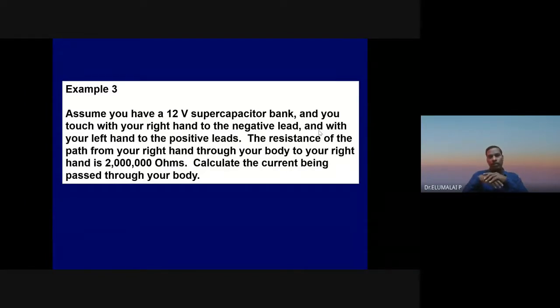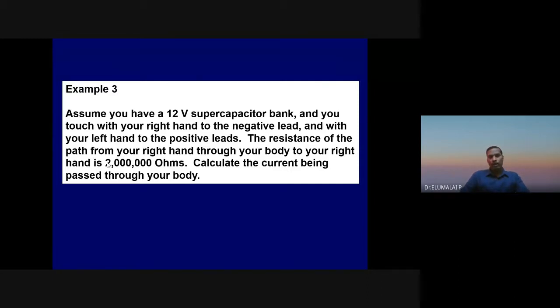Assume that you have a 12-volt capacitor bank and you touch with your right hand to the negative and with your left hand to the positive. Assume that this is a capacitor, I am touching like this. The resistance of the path from your right hand through your body to your left hand is how many ohms? Very huge ohms, more than 2 lakh ohms. So I am touching like this, and the resistance of my body is this much.